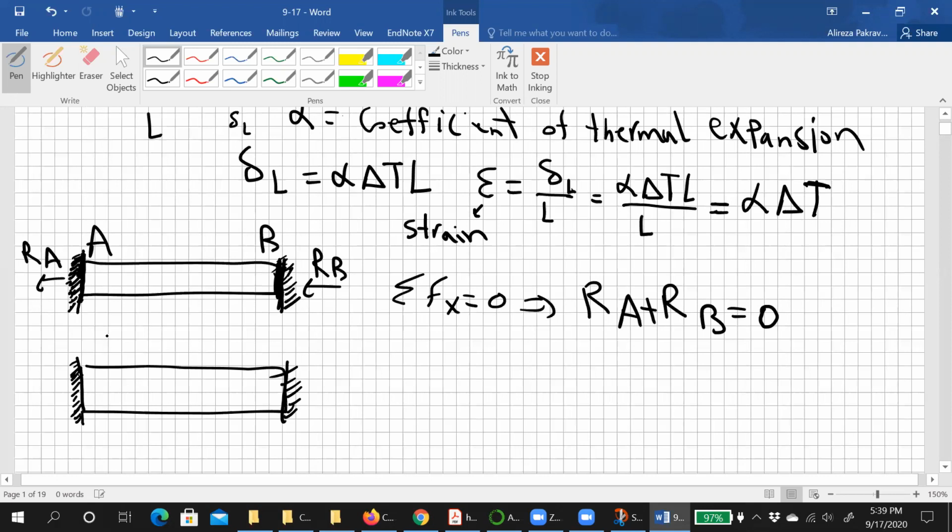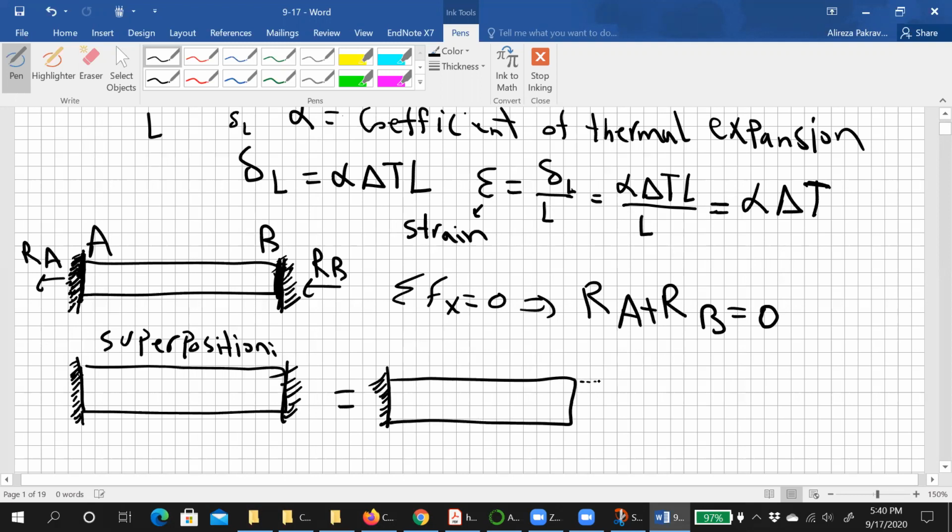I want to use superposition, right? First of all, let's assume we don't have this support. Just under the thermal temperature change, we may have some elongation here, based on temperature, right?